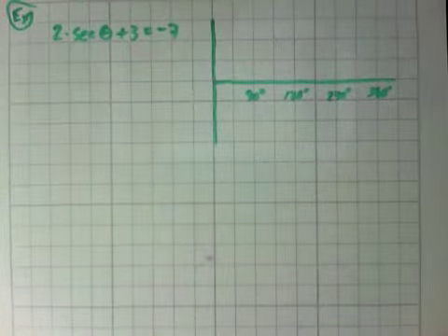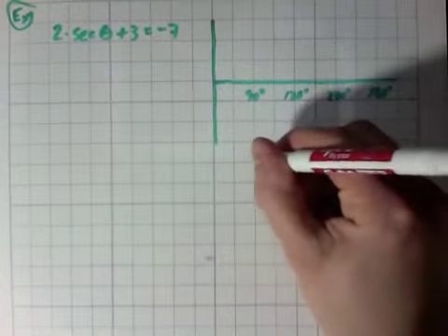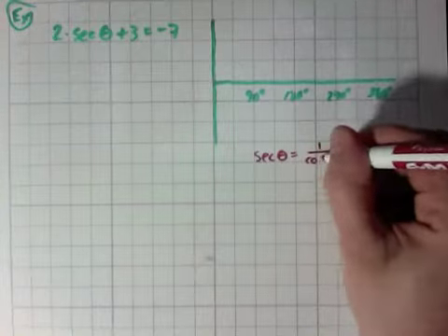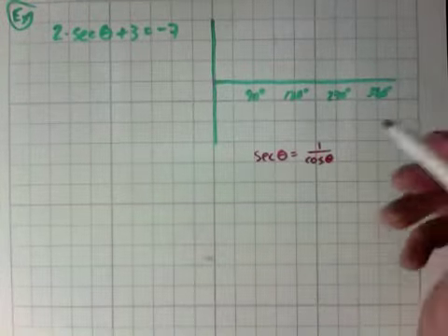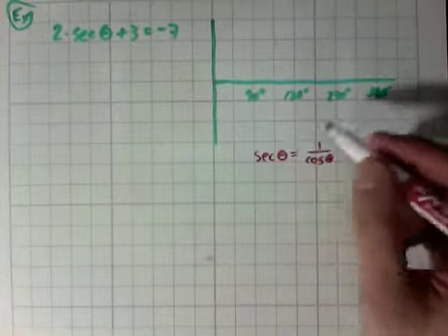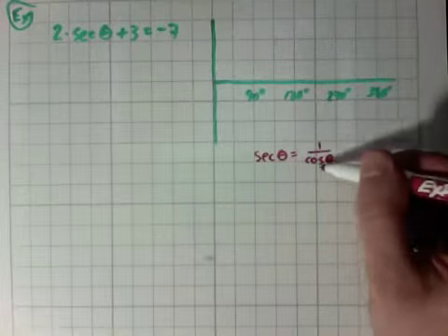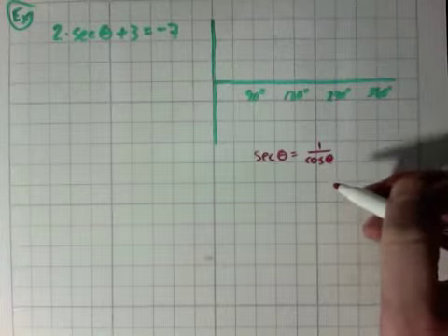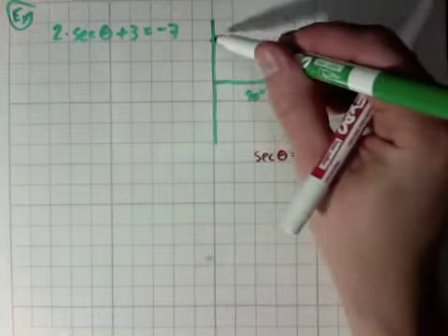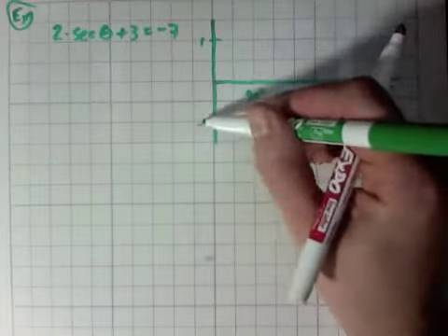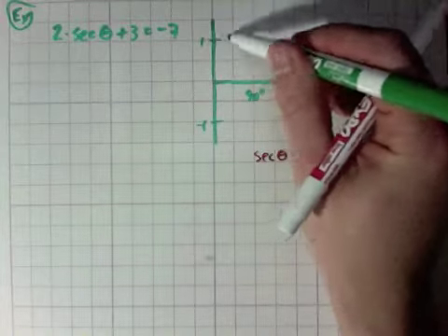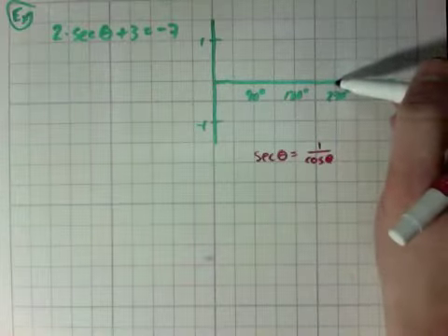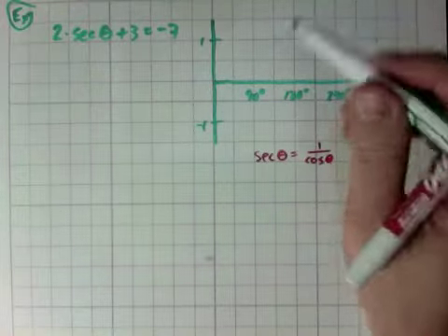And secant is a reciprocal function, and it's actually the reciprocal of cosine theta. So secant is going to have some undefined values whenever cosine of theta is 0. So cosine, recall from the previous example, starts up at 1 and then drops down to 0 at 90, down to -1 at 180, back up to 0 for 270, and then back up to 1 at 360.